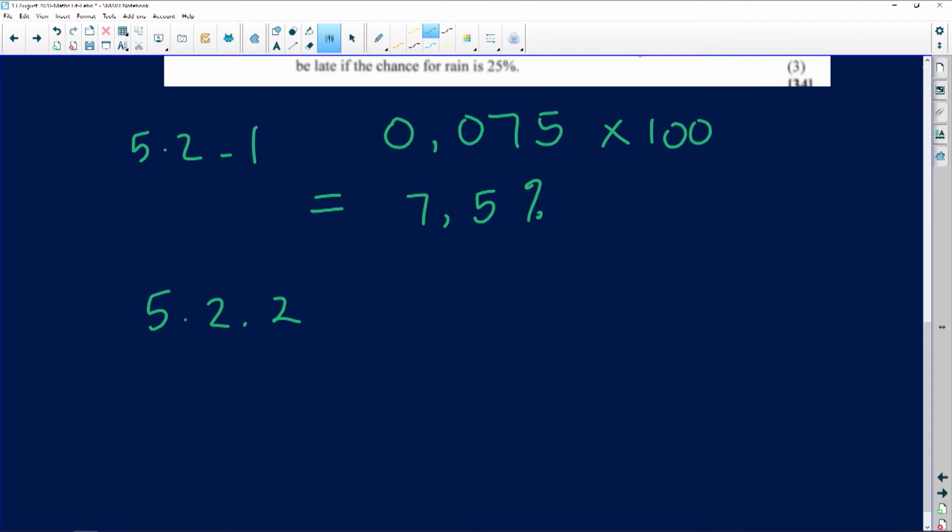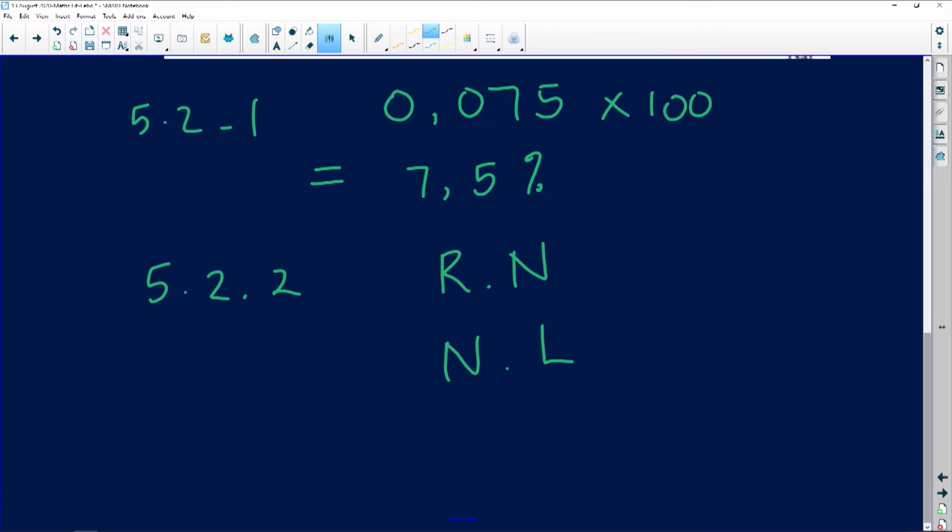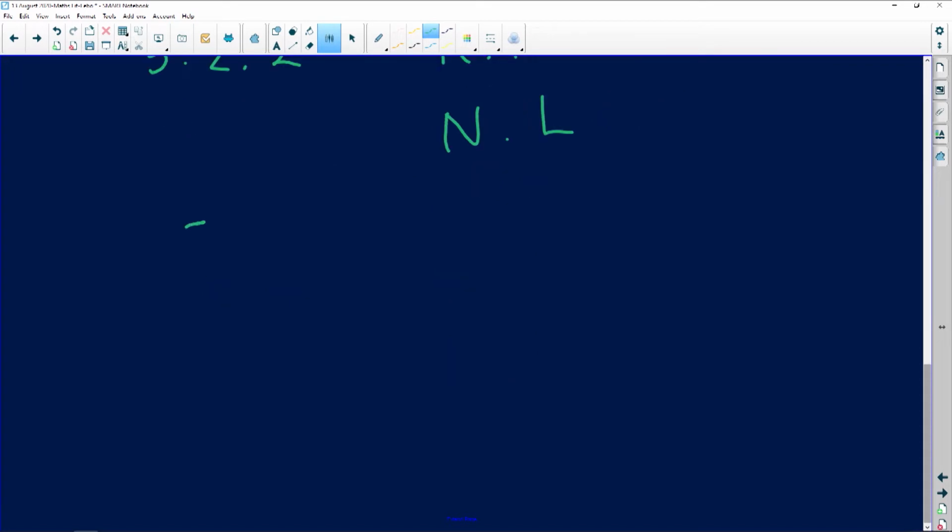We said that the first one was RL, and then the second one RN. So RN, so it rains and no people that are late. And then the second one is no rain and late. So those are 2 things that they are looking for. So let's look at 5.2.3.